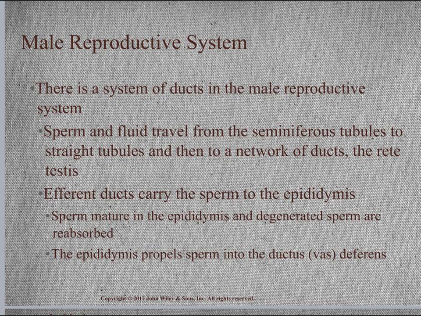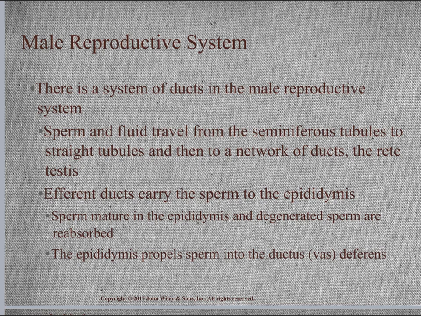Now that we spent some significant time talking about sperm creation and the site thereof, let's talk about how we move that sperm out of the penis for reproduction. So we have this system of ducts in the male reproductive system. Sperm and fluid travel from the seminiferous tubules to the straight tubules and then to a network of ducts, the rete testis. These efferent ducts are going to carry the sperm to the epididymis.